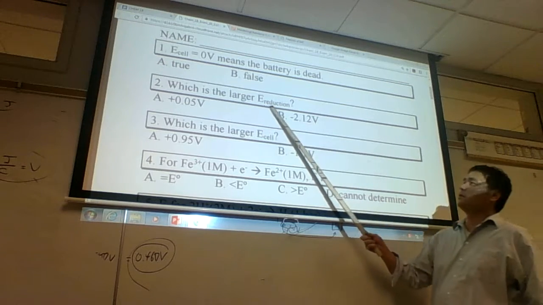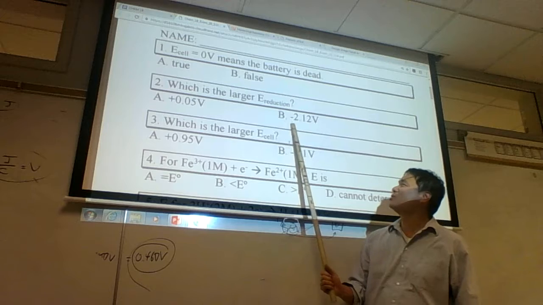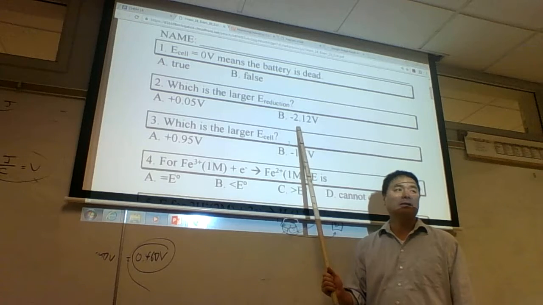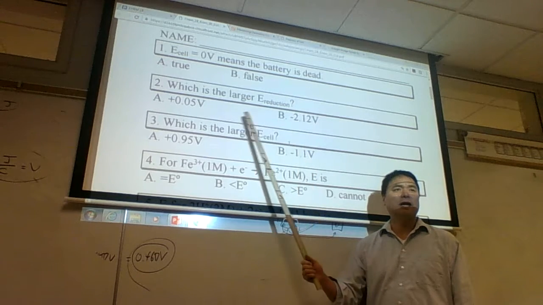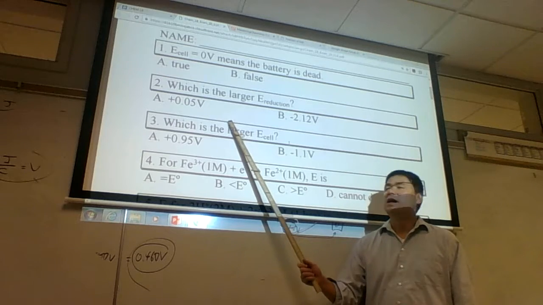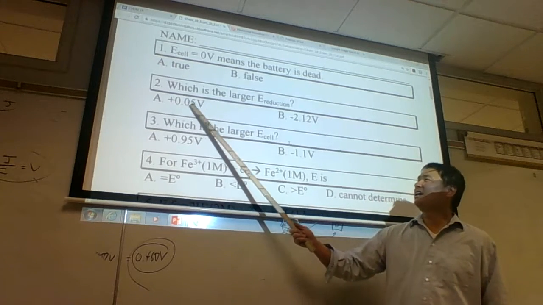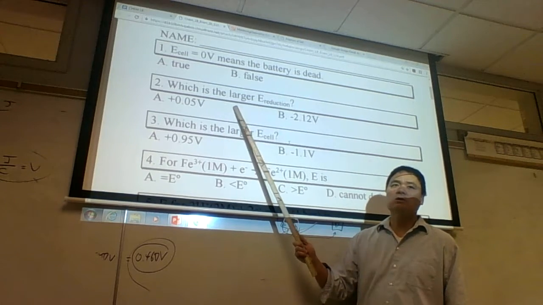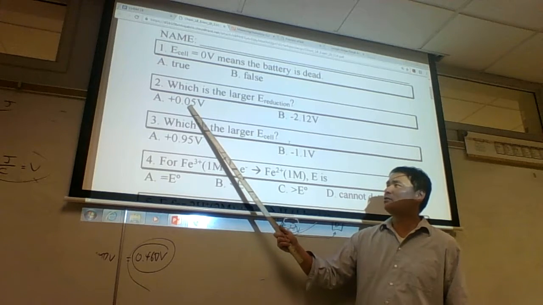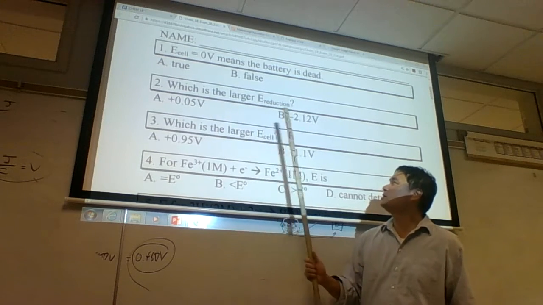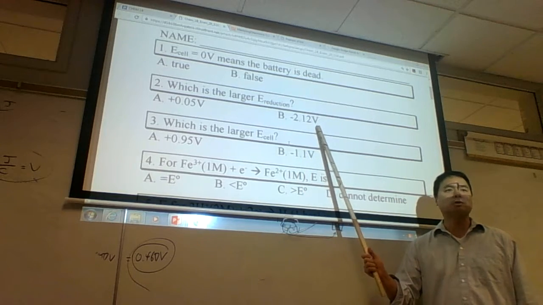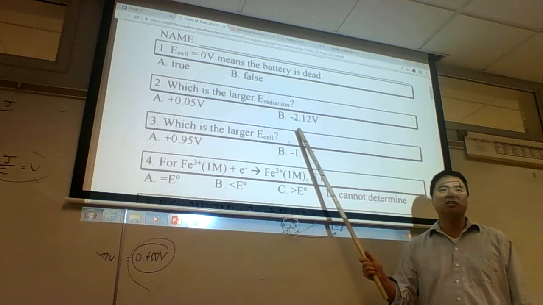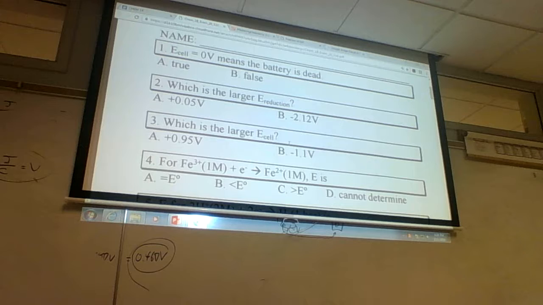Which is the larger reduction potential? 0.05 volts or minus 2.12 volts? B? Anybody pick A? A is correct. This is 0.05 volts, a reduction potential, so it's stronger than H plus. This is a 0.05 volts better oxidizer than H plus. This is minus 2.12 volts worse than H plus, so a 2.12 volts worse oxidizer than H plus. We could see that here, if you want.